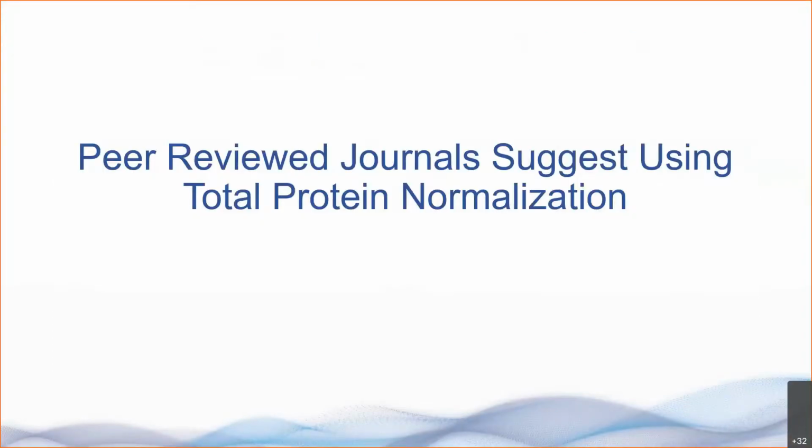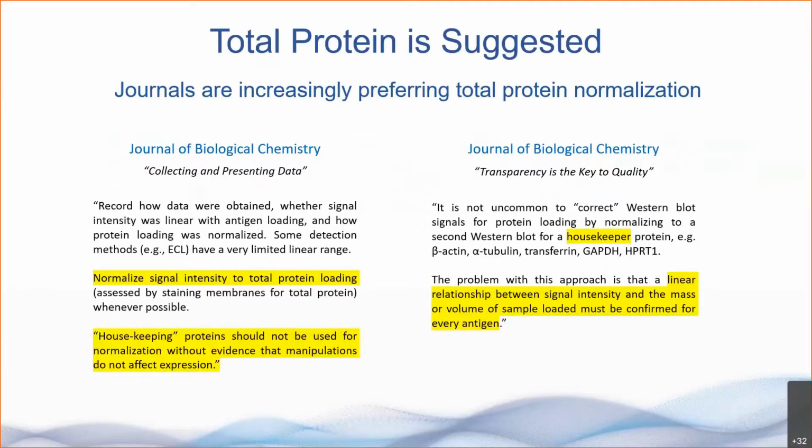Now, what we've been finding is that a number of peer-reviewed journals are strongly suggesting a move to total protein normalization. And it's more than just one, so it's not only us. The Journal of Biological Chemistry says normalizing signals to total protein load is essential to get good data. They're also suggesting that housekeeping proteins should not be used for normalization without evidence that the manipulations do not affect expression. So if there are any changes in your biological experiment, that's where it should be coming from, not from something on the outside.